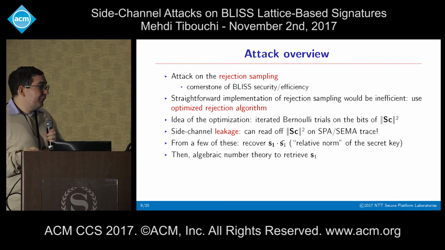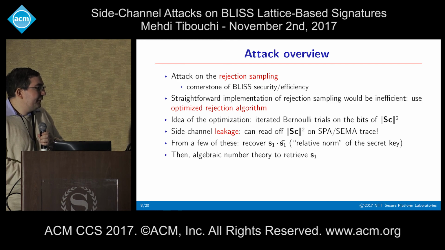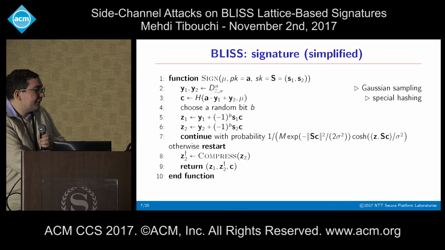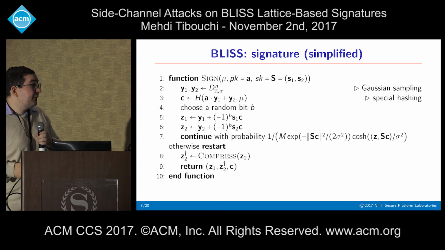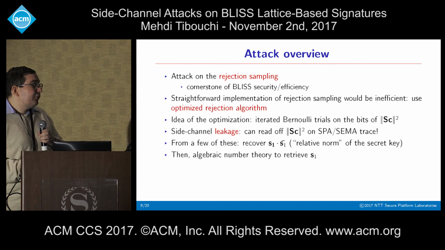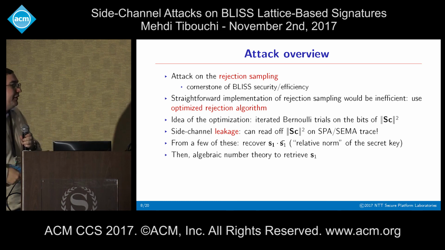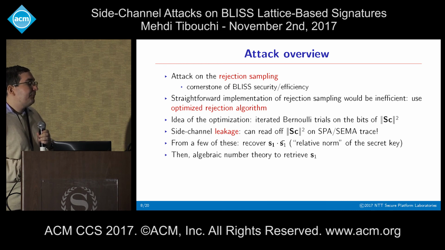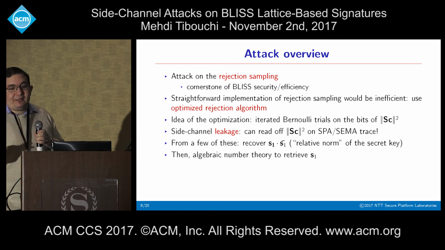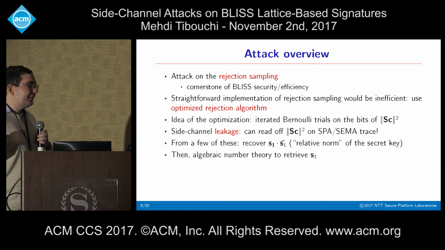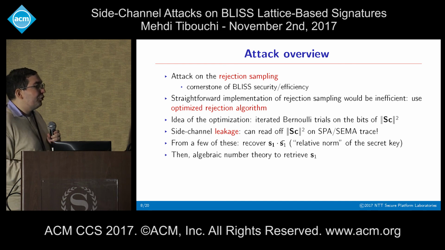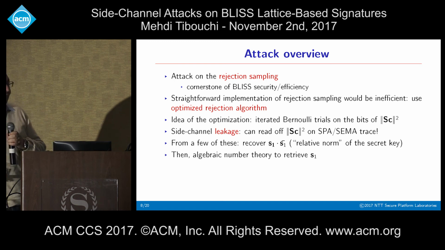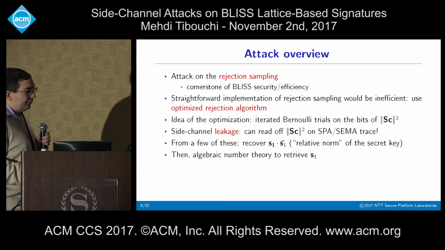Thanks to that, you can see that in the rejection sampling, you have some values here that are inserted. What's interesting is that we will be able to recover the bits of that. You will learn that value from a side channel leakage. You can read off this value, which is an integer, on a simple power analysis or simple electromagnetic analysis trace. From a few of these, you will be able to recover, if S1 is the secret key, not S1 directly, but S1 multiplied by its complex conjugate, which is called the relative norm of the secret key. That's interesting because using some tools from algebraic number theory, you can use that to retrieve S1.